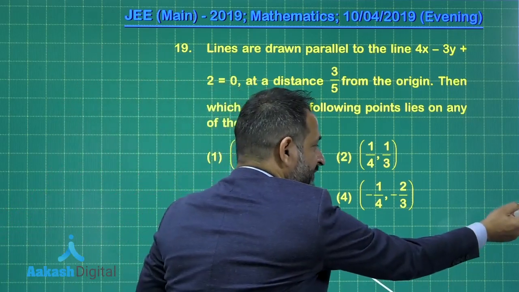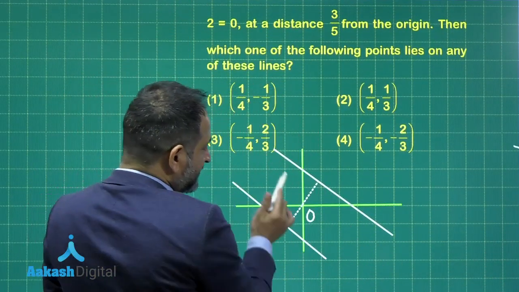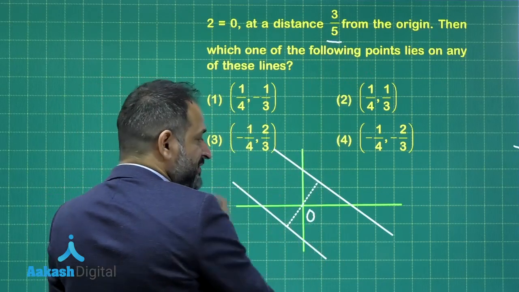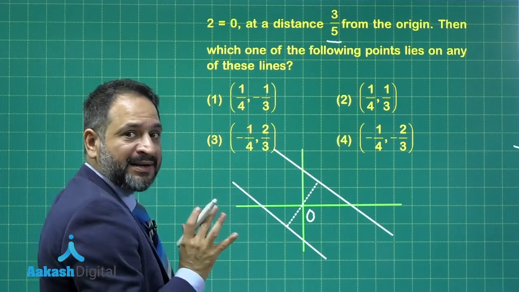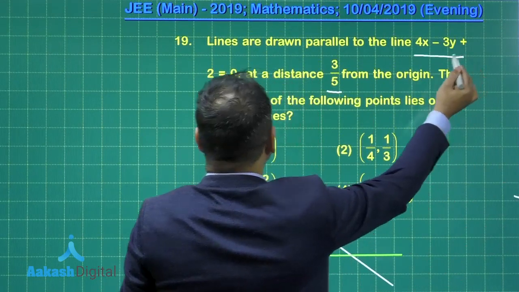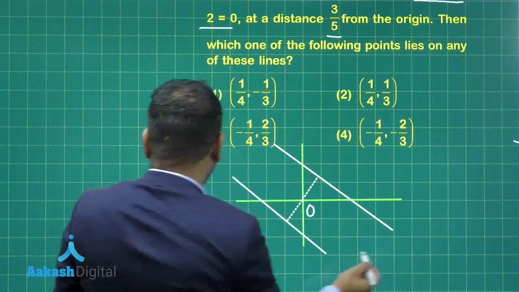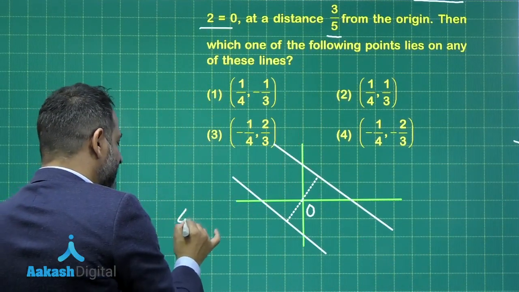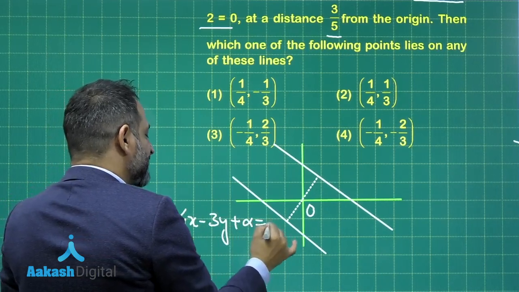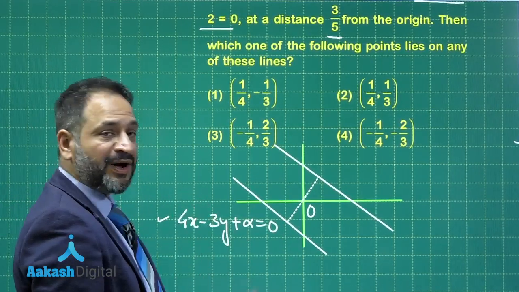The figure is here for us, which is showing these two lines which are at the distance 3/5 from the origin, and these lines are parallel to the given line. Let us see what is the line which is given to us. It is 4x minus 3y plus 2 is equal to 0. So any line which is parallel to this line we can assume as 4x minus 3y plus alpha is equal to 0, because these are the parallel lines.